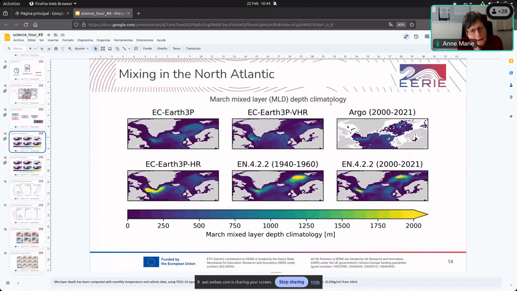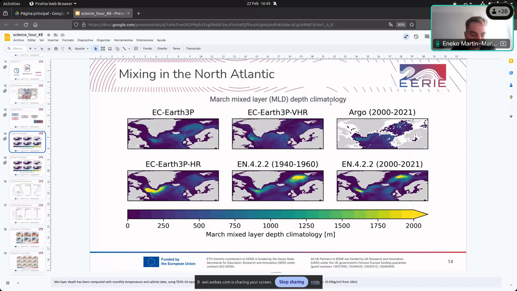Are you using the same criterion for the mixed layer depths in all of them? Because such a big patch of mixed layer to 2000 meters, well, maybe it's realistic, but it looks like perhaps it's a bit exaggerated in EN4, depending on the criteria.